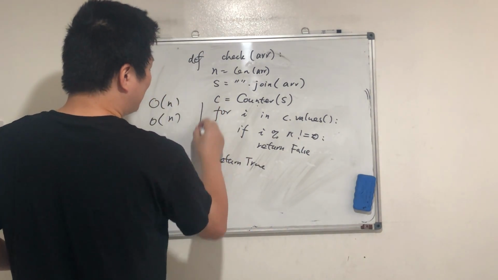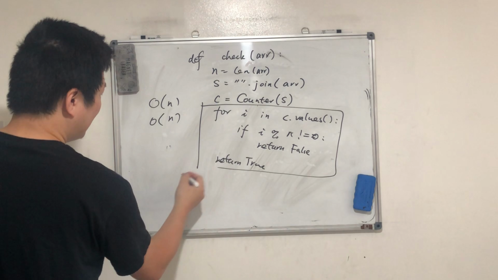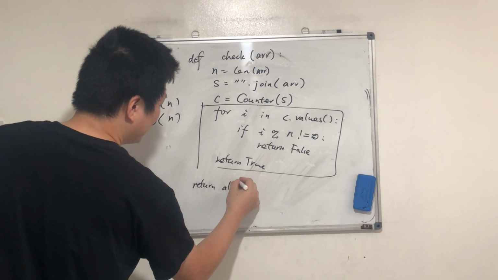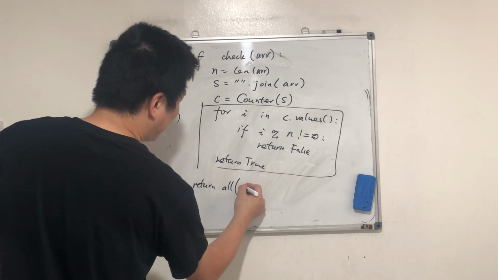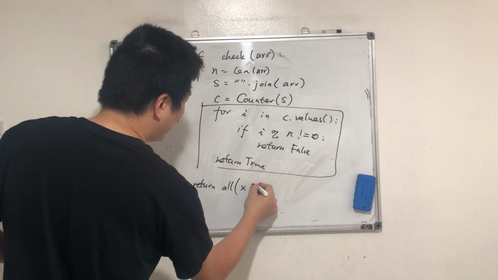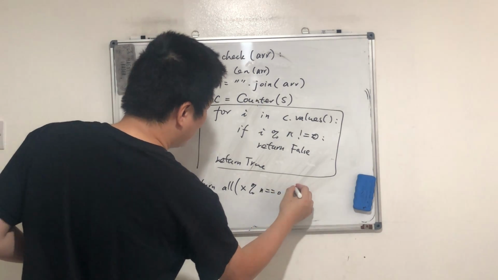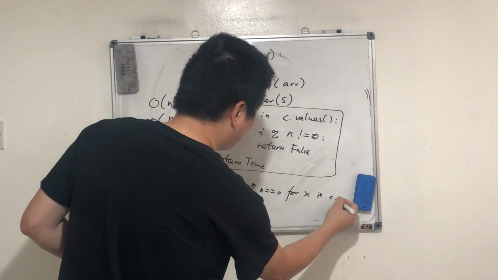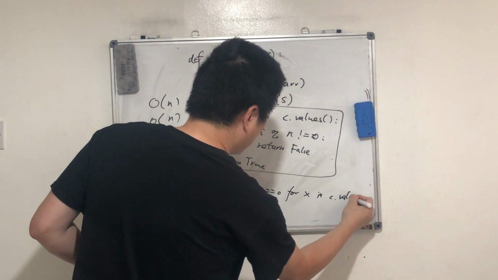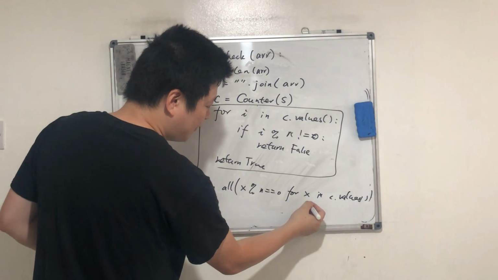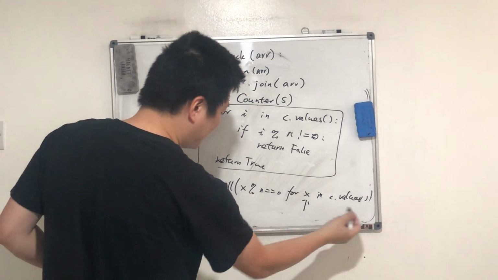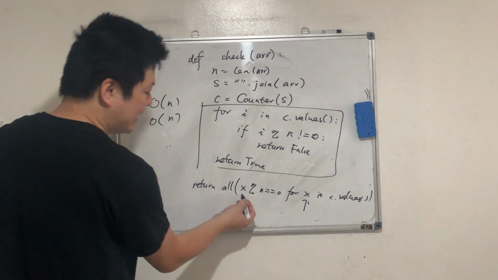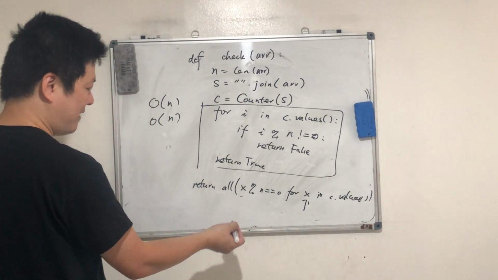Okay, so we can make this shorter, okay? So we can do this. Yeah, we can just return all, right? Or what? Let's say x modulus n equal 0 for what? What's X? X? Yeah, for x in C dot, I mean, what is X? Value. Here, I define x here. For x in C dot values, all means every x in C dot values needs to be modulo by n equal 0, okay? Right?